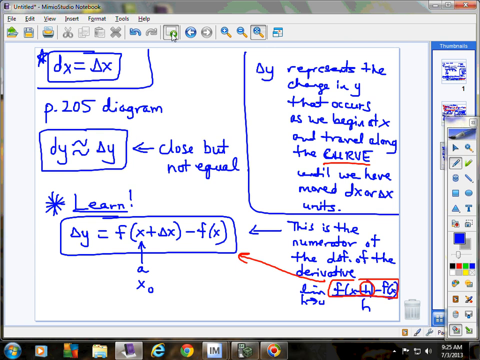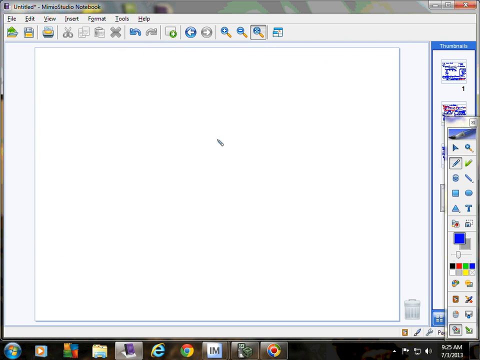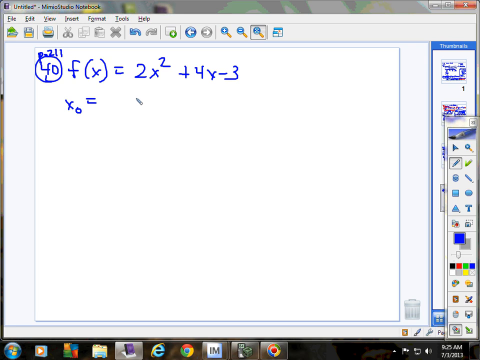Now let's try working number 40 on the homework page. Page, I didn't write it down. Somebody look it up and tell me what page that's on. 211? Okay, page 211, thank you. 211, f of x equals a parabola. x0 is -1 and dx is 0.1.